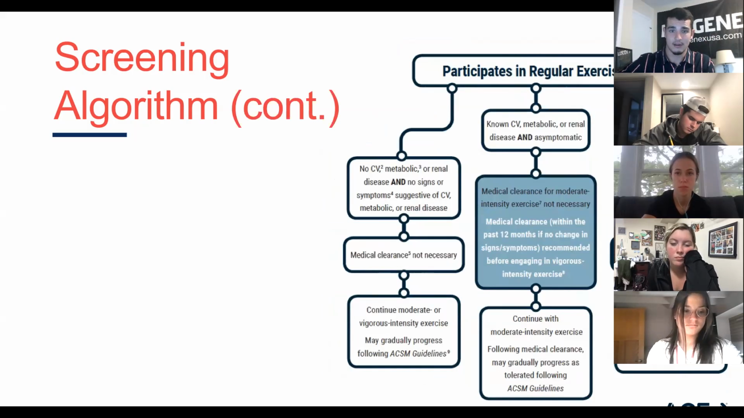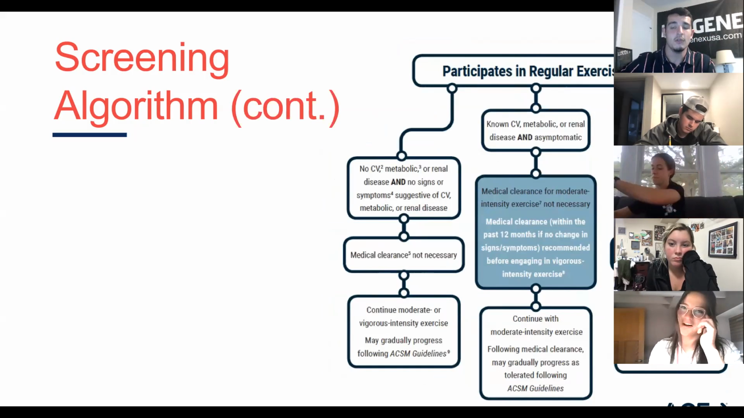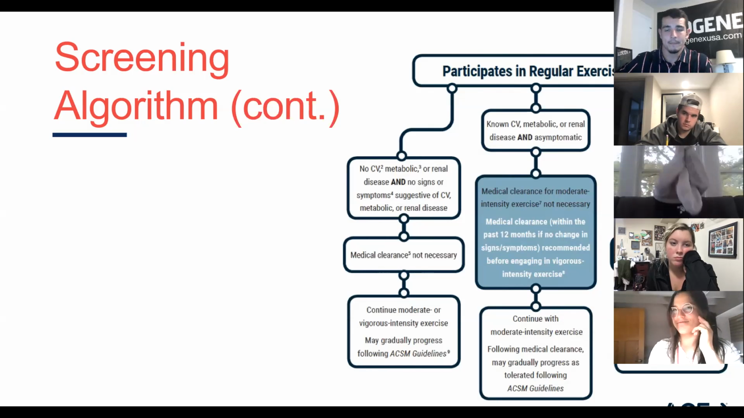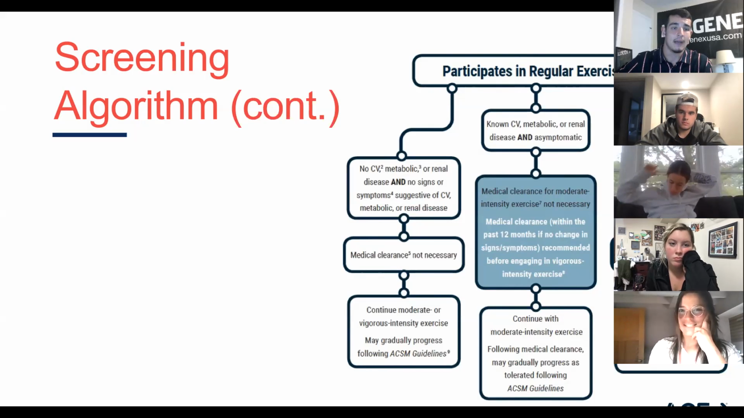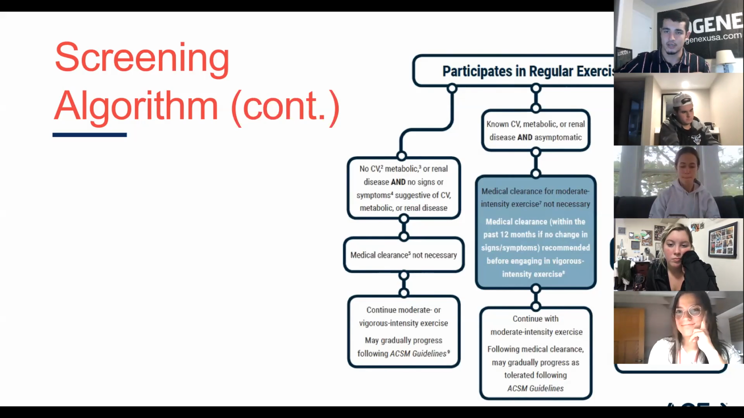And you can progress to that moderate or even vigorous intensity exercise. Let's say you already do participate in regular exercise. You do have some sort of previous condition, but you're asymptomatic, meaning you don't have any complications from this disease. You're not required to get clearance for moderate intensity exercise. However, for more vigorous exercise, you would need medical clearance and then kind of progress with caution.